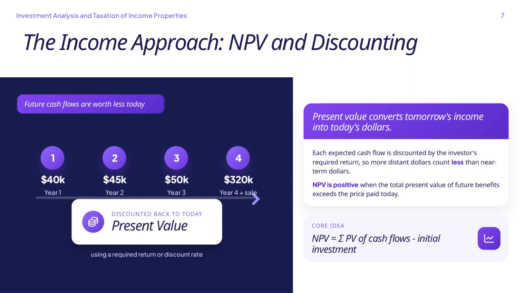Discounting takes into account the fact that dollars received later have less value than dollars received sooner, reflecting the opportunity cost of tying up your capital. The net present value, or NPV, is calculated by summing all these present values of future cash flows and then subtracting the initial investment. When the NPV is positive, it means the investment is expected to generate more value than the cost today, which is the core idea behind using this income approach for evaluating income properties.